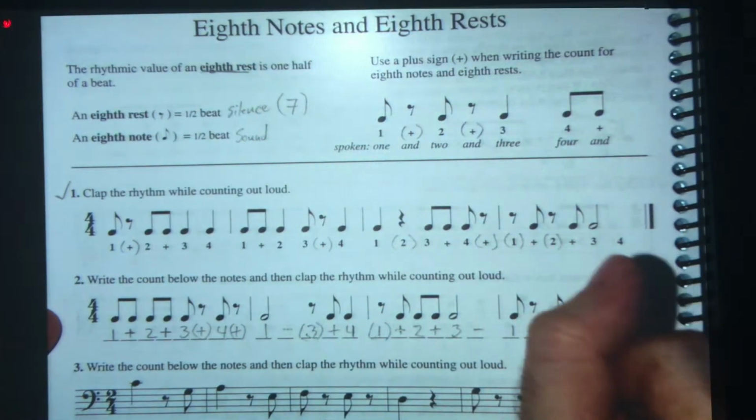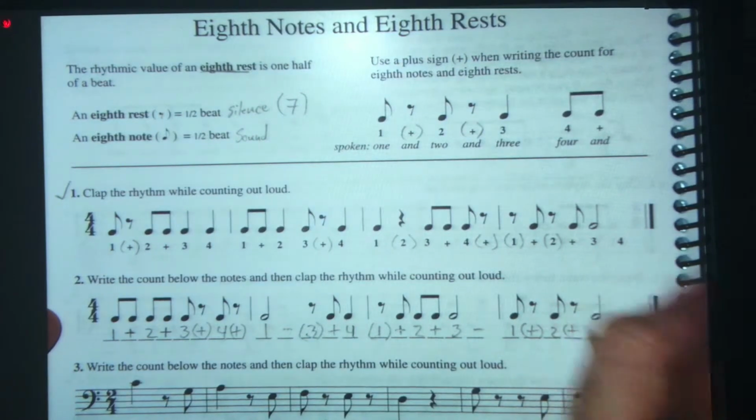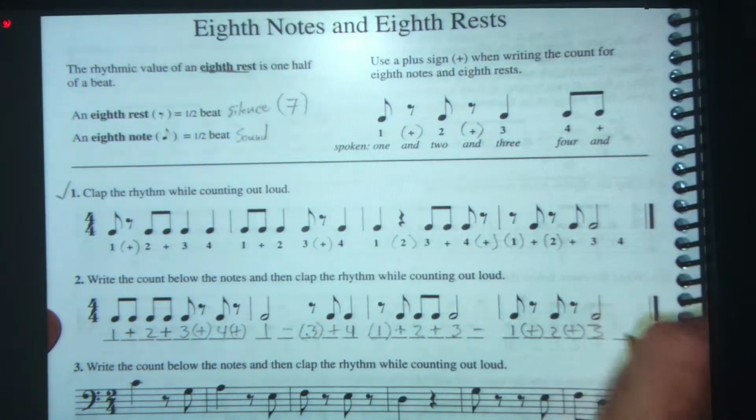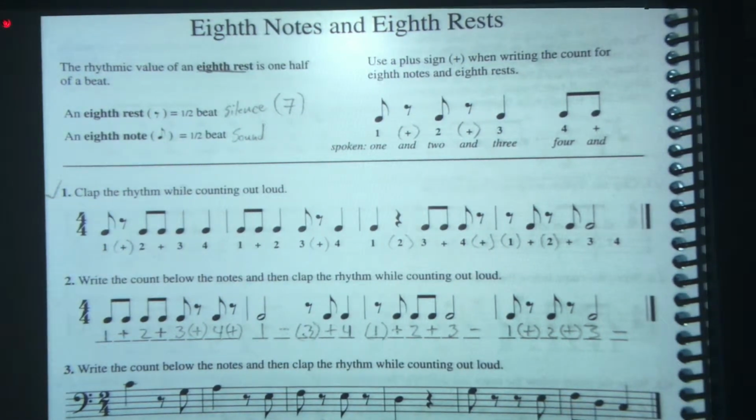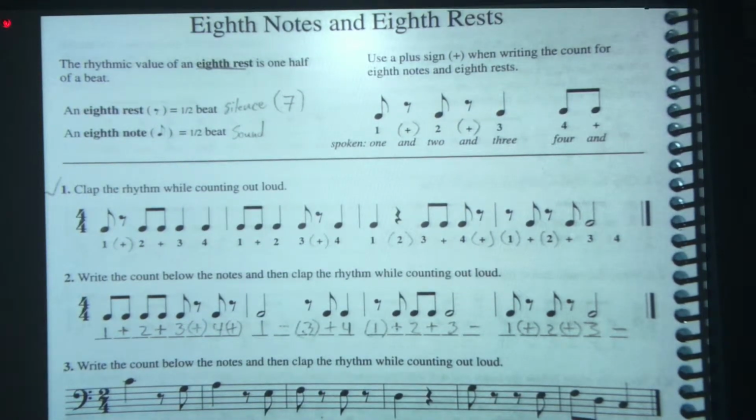This is 1, so this must be and. As long as you do your math, then you will notice that the measures are complete. 2 plus half plus half plus 1, 2, 3, 4. That makes 4 beats total. And you can do that for every measure on here. Okay? And you're going to clap and count each measure.